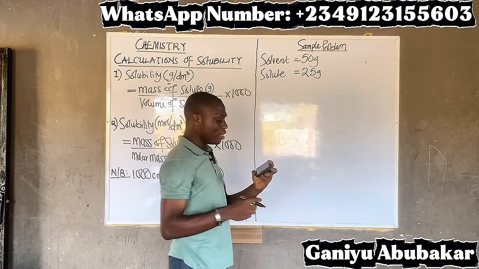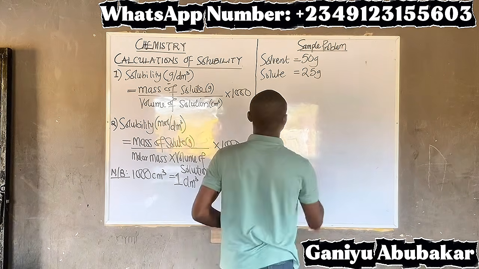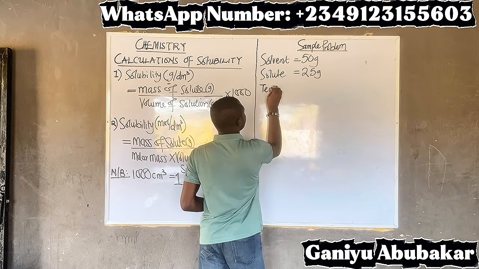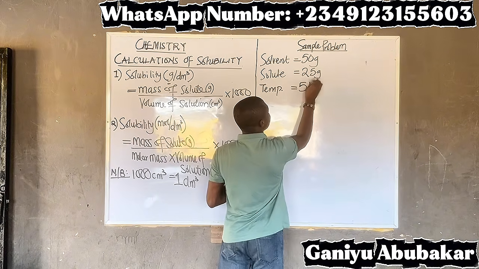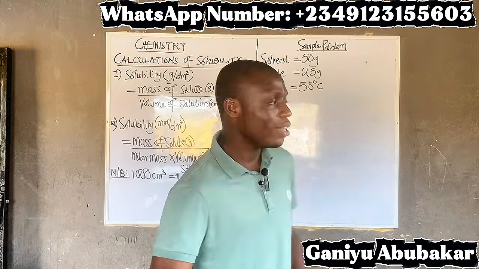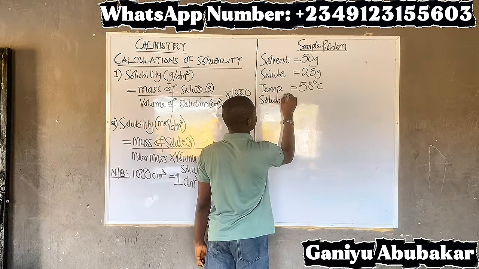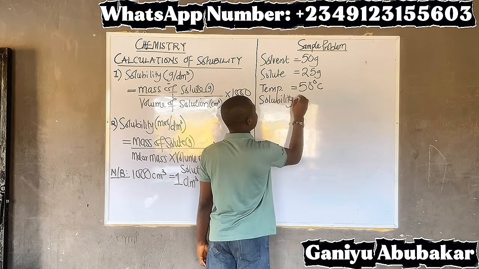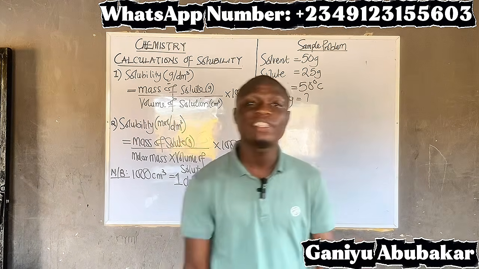25 grams. That's all, please. Next, it says at 50 degrees Celsius. That's the temperature, 50 degrees Celsius. Proceed, please. It says what is the solubility? All right, solubility is unknown.